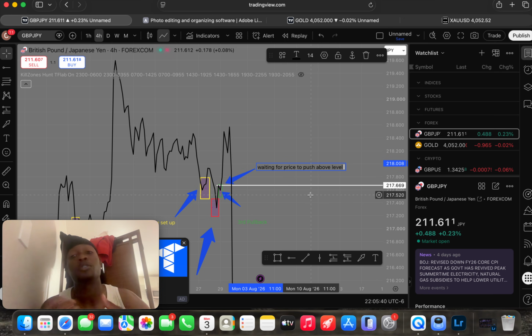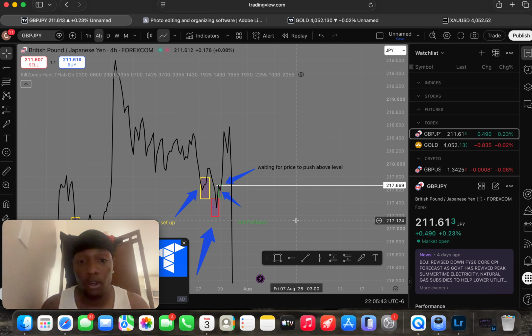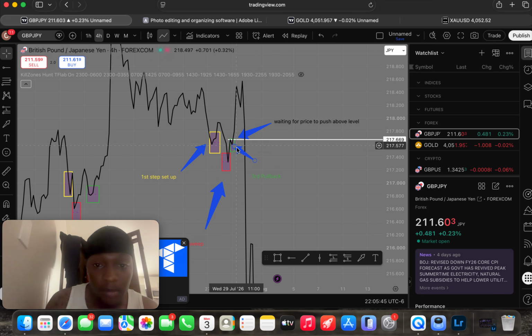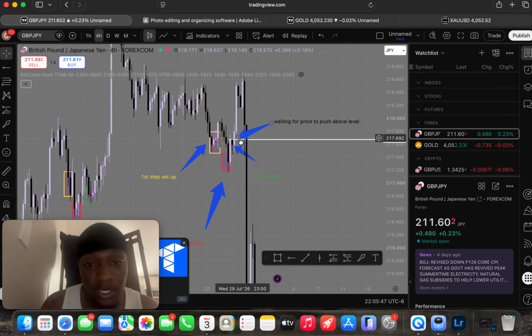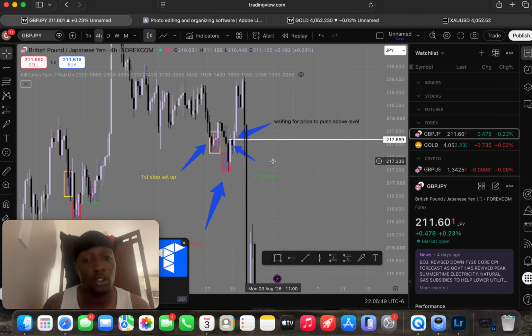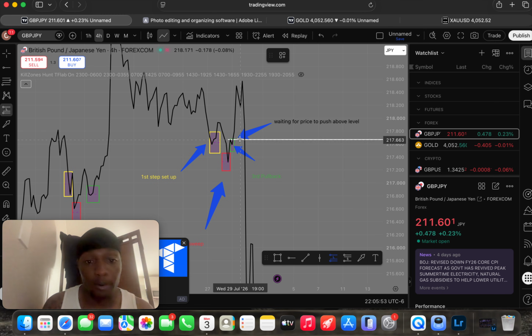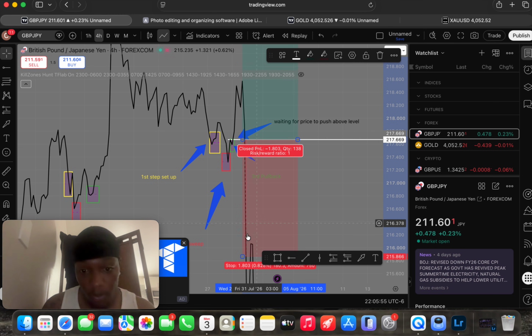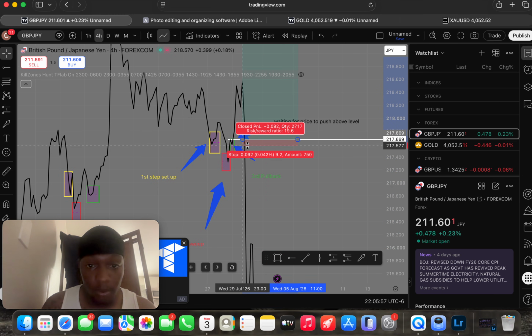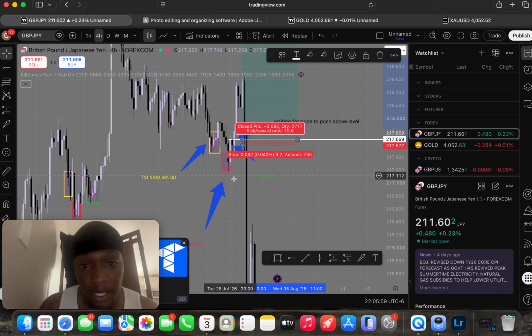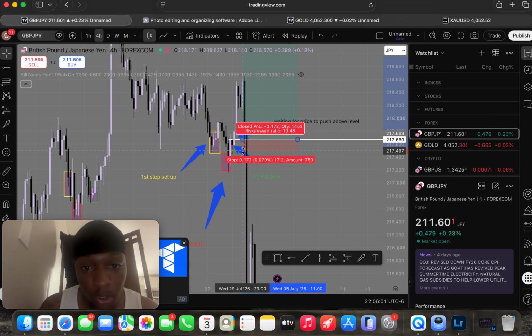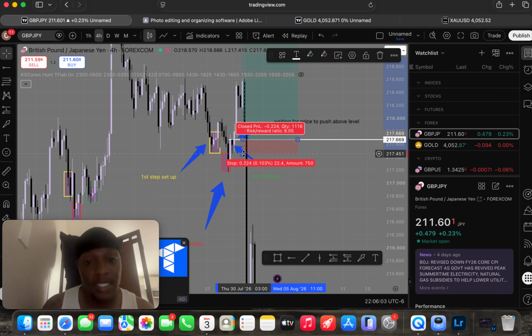Level. Waiting for price to push above level, which is this line right here. You see how it comes down, which is the top of where that down candle started. So you'll be waiting for price to push above there, and once price pushes above there, what you would do is you would enter.